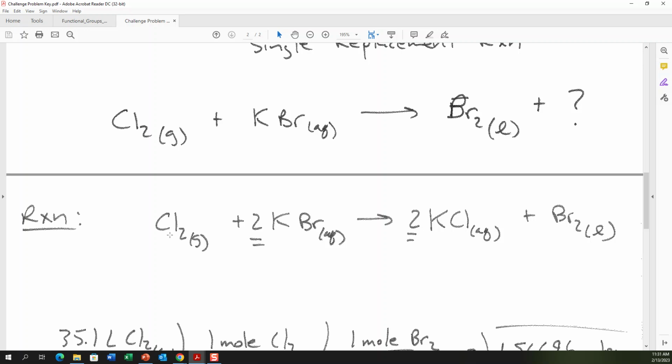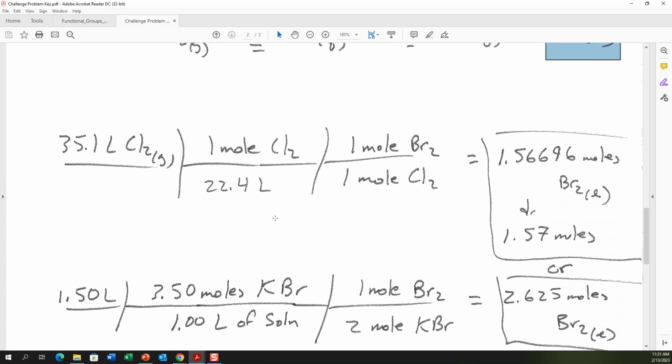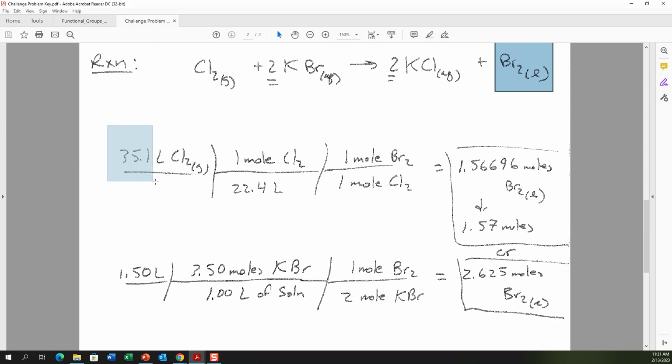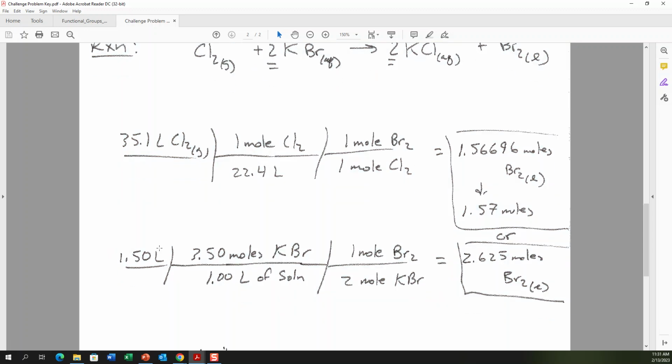So we needed this equation so we could get our ratio. We're only focusing on the bromine here, but we have to understand that it's going to be a 1-to-1 ratio, chlorine to bromine, and a 1-to-2 ratio for bromine to potassium bromide. So these two calculations here, let me zoom out a little bit so we can see them both. I'm taking the amount of chlorine and figuring out how many moles of bromine I could possibly produce. And in this one, I'm doing a separate calculation, taking the amount of potassium bromide given and figuring out how much bromine I could produce.